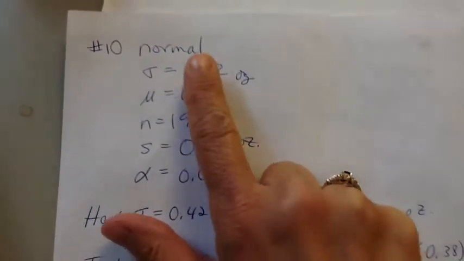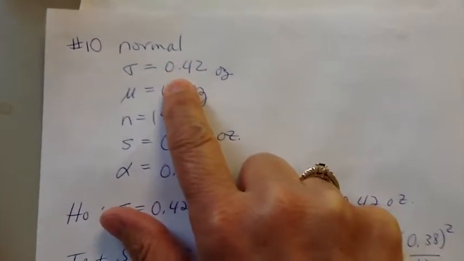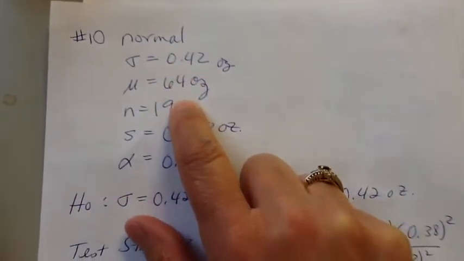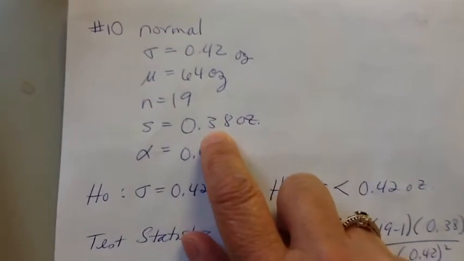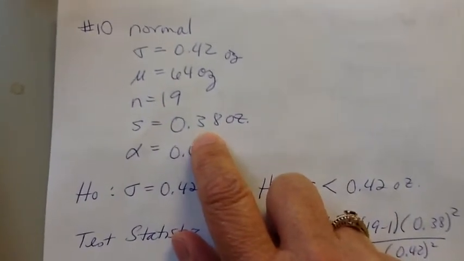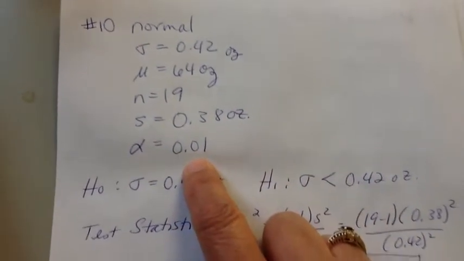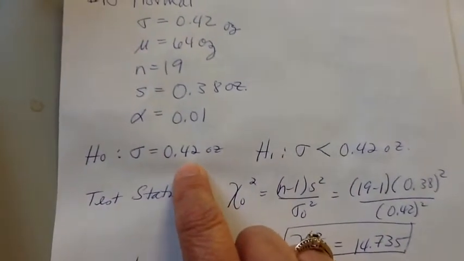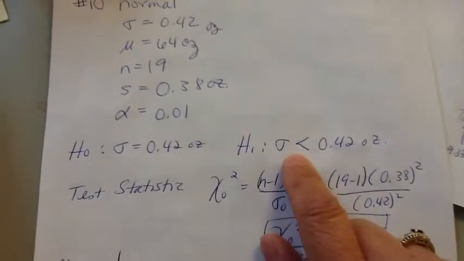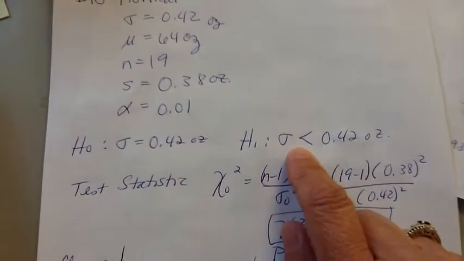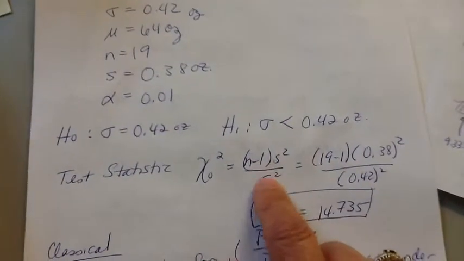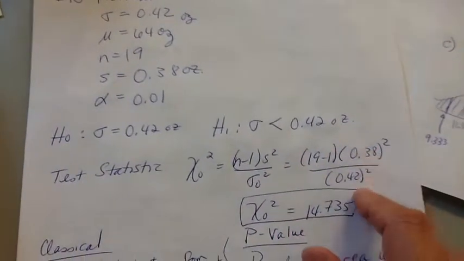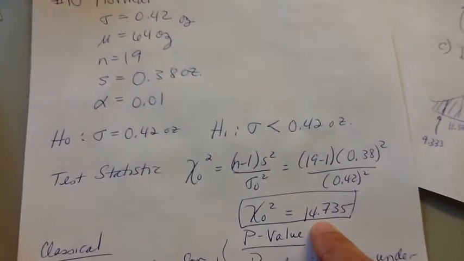Now, number 10, it's a normal distribution. They told us what the population standard deviation is, the mean, the sample size. They also told us what the sample standard deviation was and the alpha. Now, what we're going to do is write it. We want the null to be where it stayed at 0.42, and they're wanting to know if it decreased. So I have to find my test statistic. Same process, plug in all my values, and I get this as my test statistic.